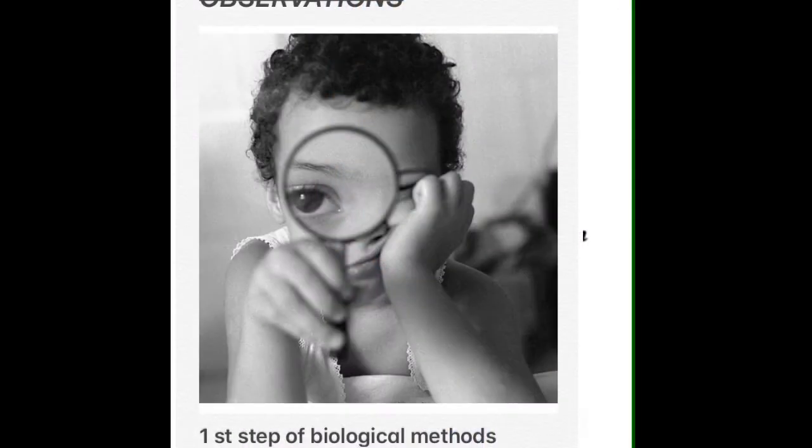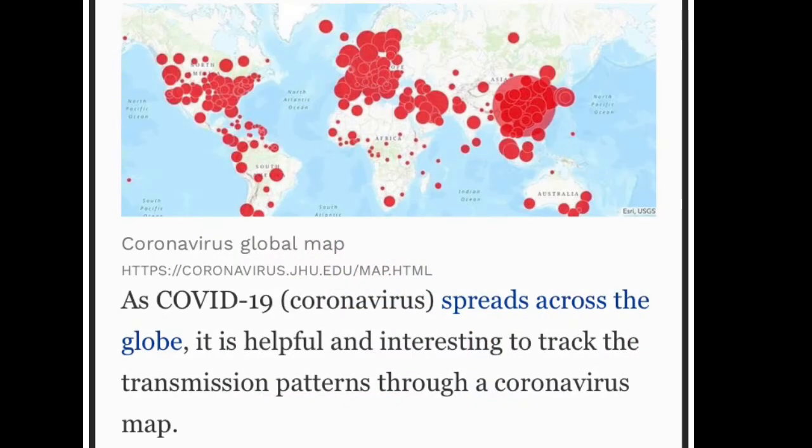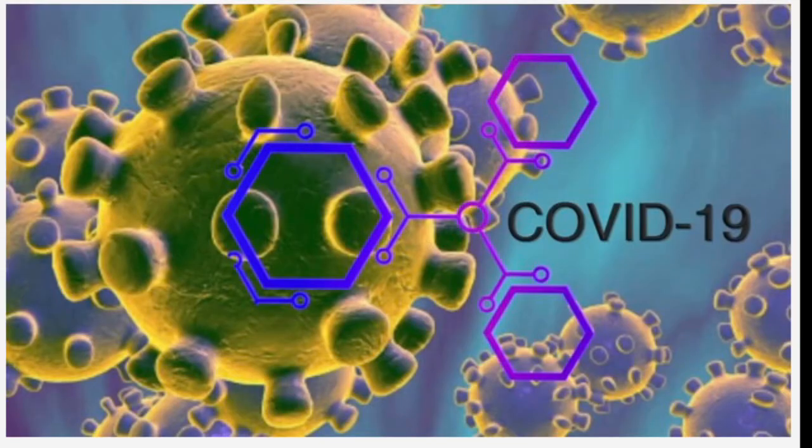For the observations, we have two types: qualitative observations and quantitative observations. In observation, we say that it has spread very quickly in America, China, and other countries as compared to Asia. It has caused a lot of deaths, and it is observed that the people who suffered through SARS and MERS don't have COVID-19.